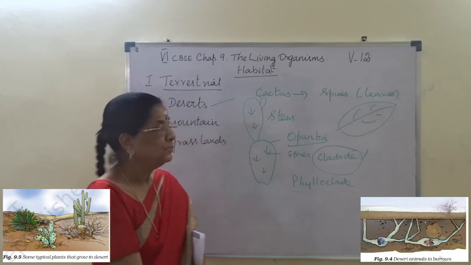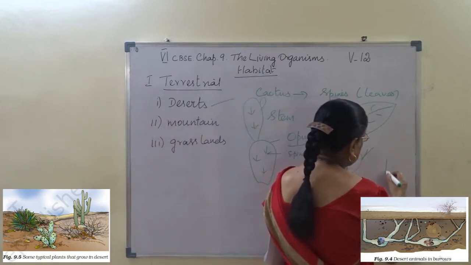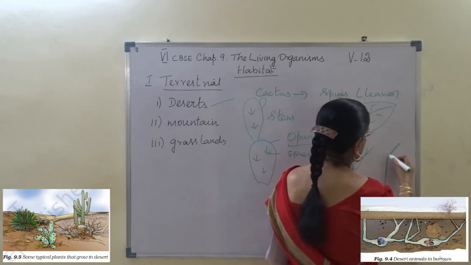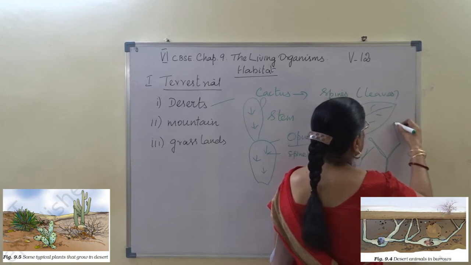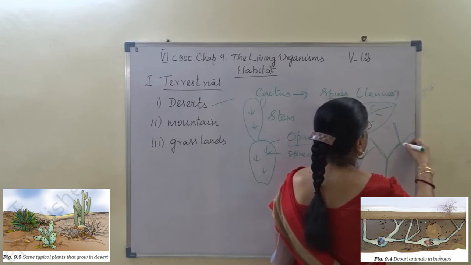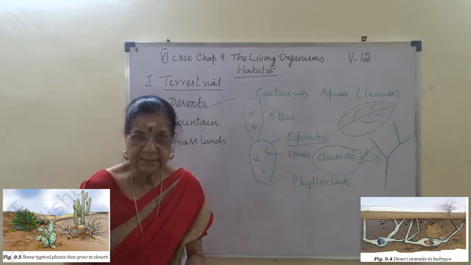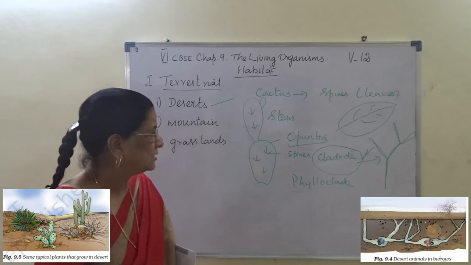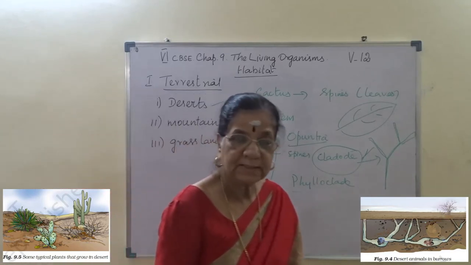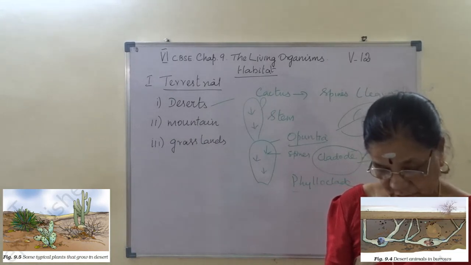Right? Same way, when the cylindrical stem in some plants, where leaves are much reduced, like a cylindrical stem, like small sticks. These are called cladode. When the cylindrical stem does the function of photosynthesis, that is called cladode. I hope you understand.